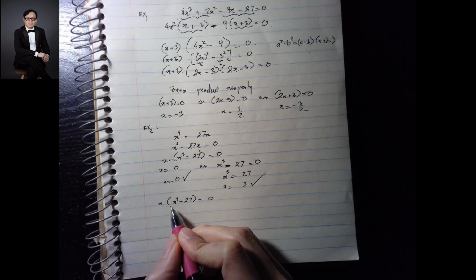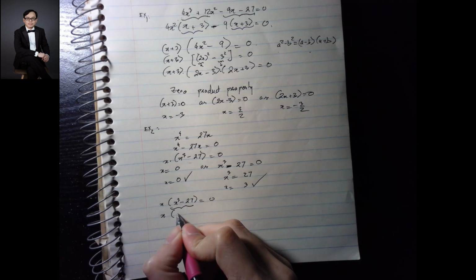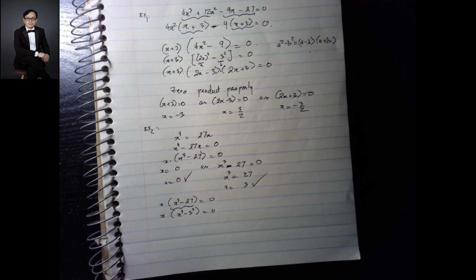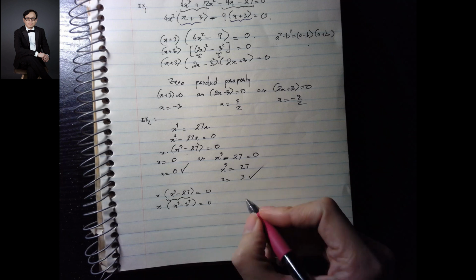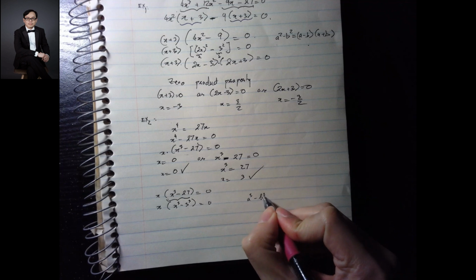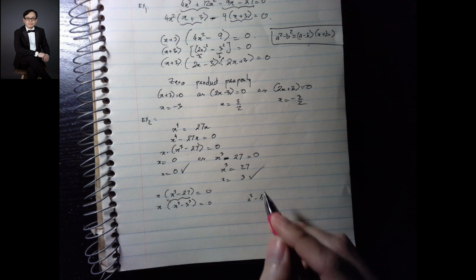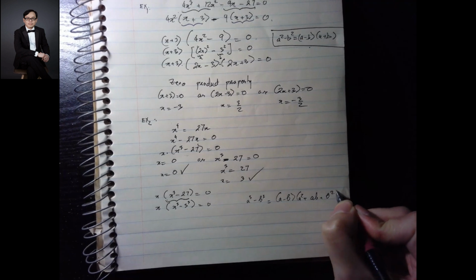I can factor more. Because look at that, this is the same as this. Okay, this is the same as this, and this is the same as this, and this is in the form a cubed minus b cubed. So another formula, okay? You already learned this in intermediate algebra. So a cubed minus b cubed is a minus b, a squared plus ab plus b squared.